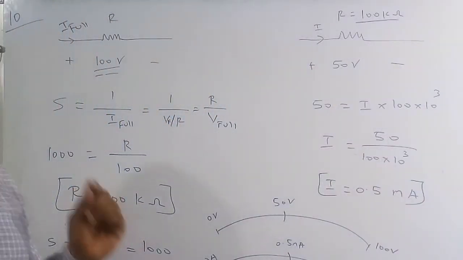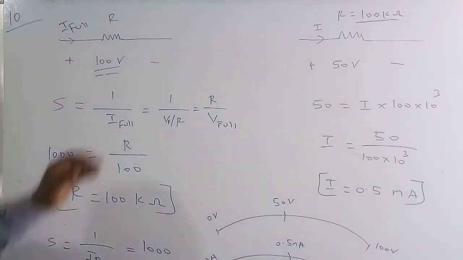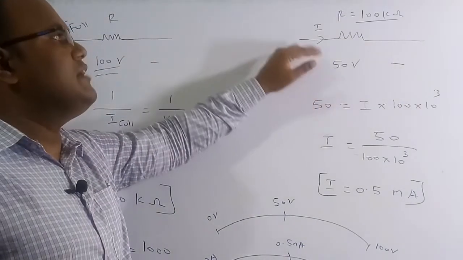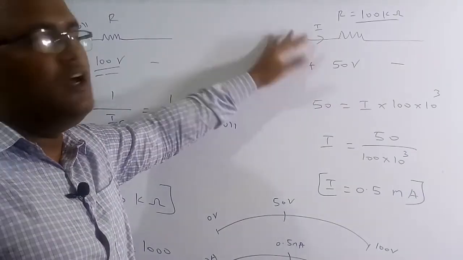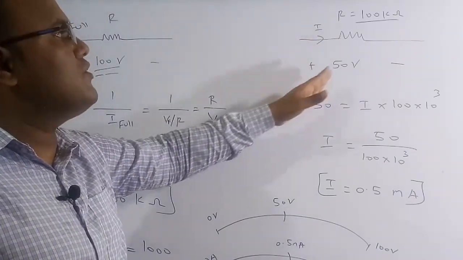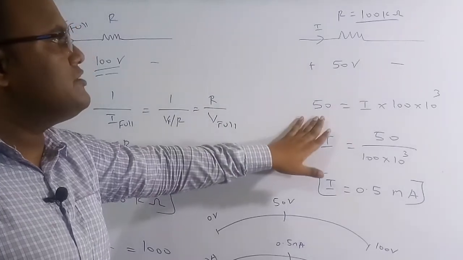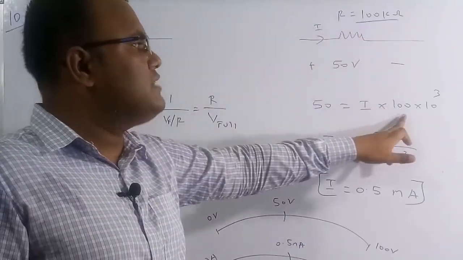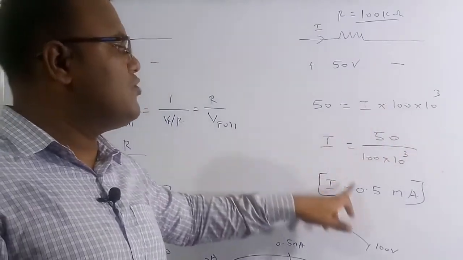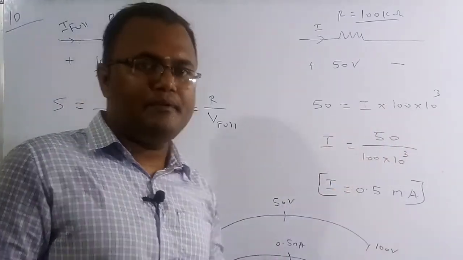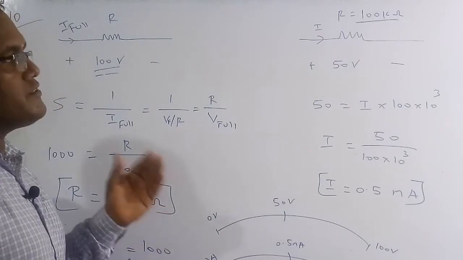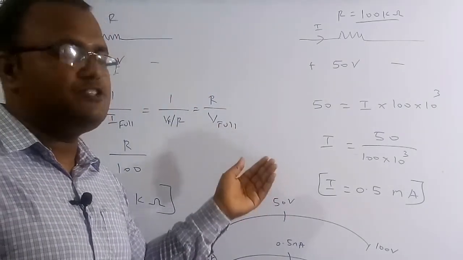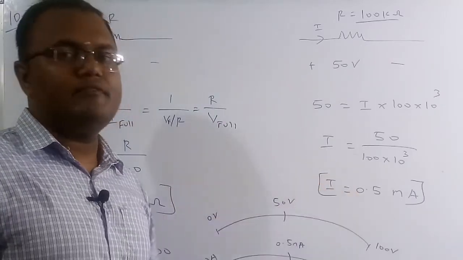Now we are going to apply half of the voltage. Suppose it is 100 volt, then half of the 100 is 50 volt. Then I want to know what is the current in the meter. Using Ohm's law, voltage is equal to current into resistor. Voltage is 50, the resistor value is 100 kilo ohm, and if you solve this, we get 0.5 milliampere. Therefore at half of the full voltage, we get a current of 0.5 milliampere.